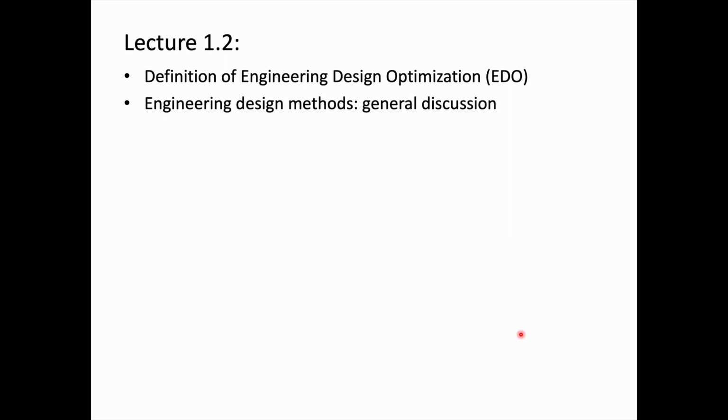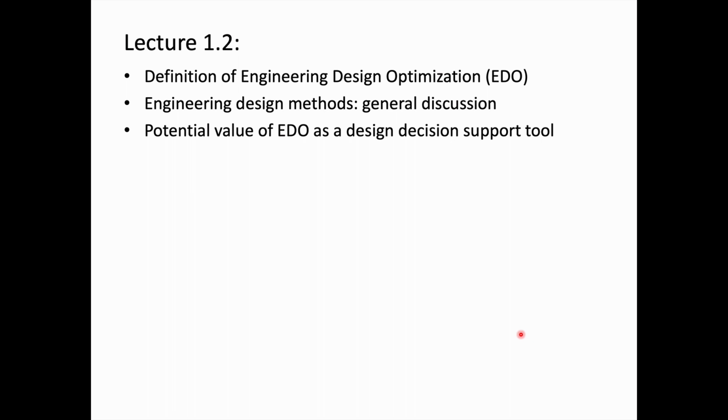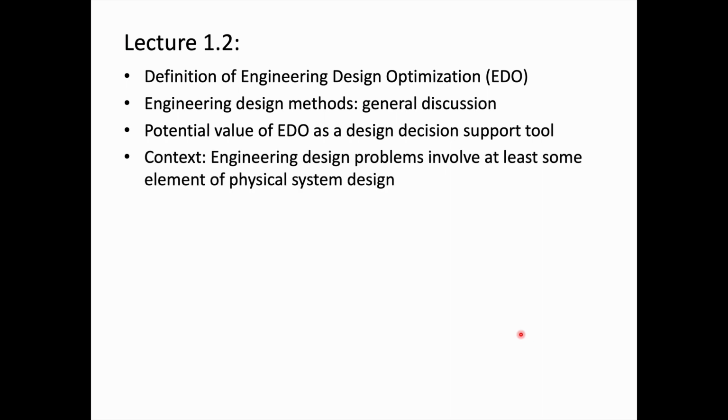We're going to talk just in general about engineering design methods, so not just design optimization, but other strategies as well. We're going to discuss the potential value of engineering design optimization as a design decision support tool. And for some context, throughout this discussion, we're going to be thinking about engineering design problems that involve at least some element of physical system design.